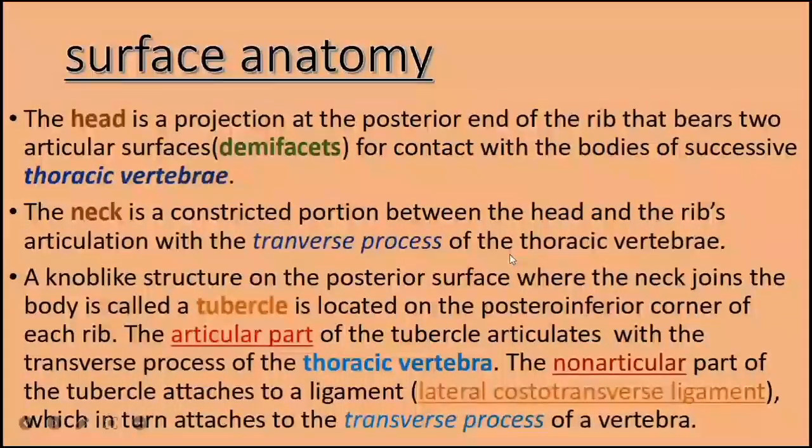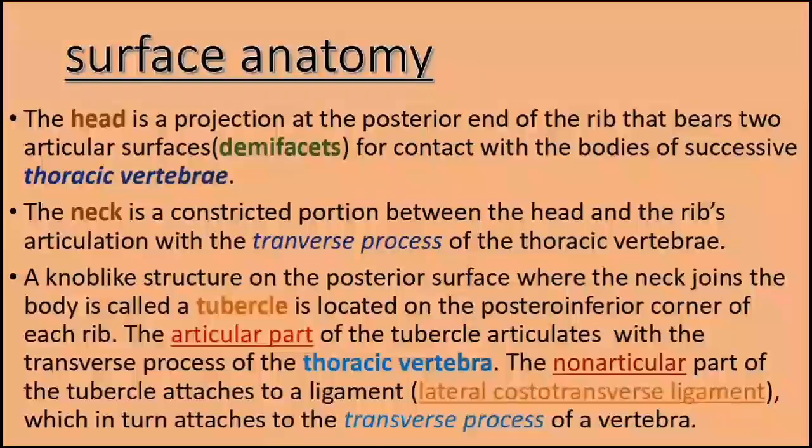The head of the rib is a projection at the posterior end of the rib that bears two articular surfaces or demifacets for contact with the bodies of successive thoracic vertebrae. The neck is a constricted portion between the head and the rib's articulation with the transverse process of the thoracic vertebrae.